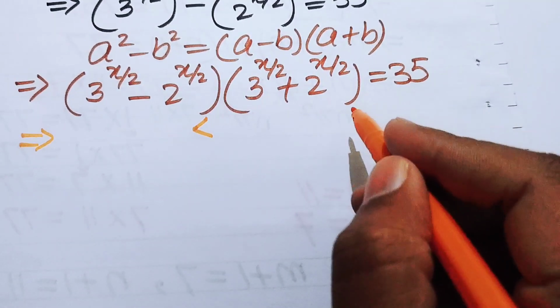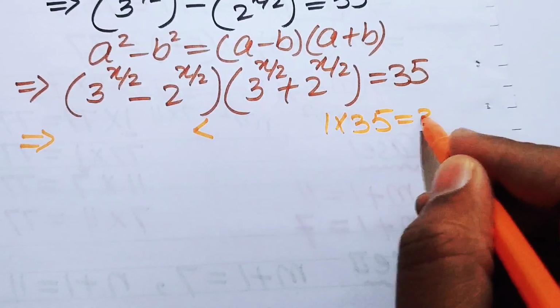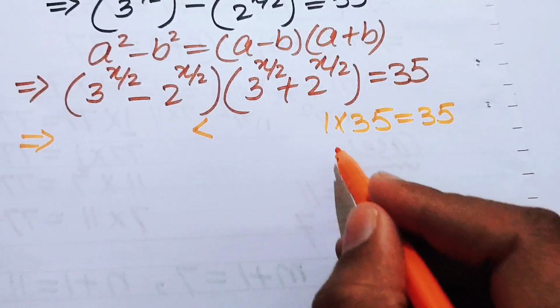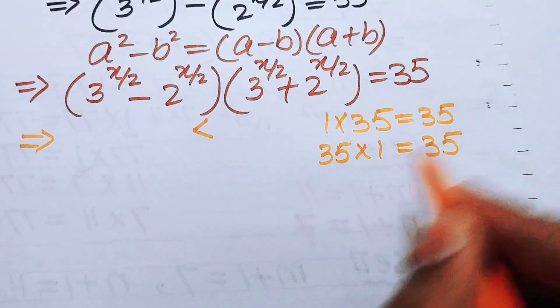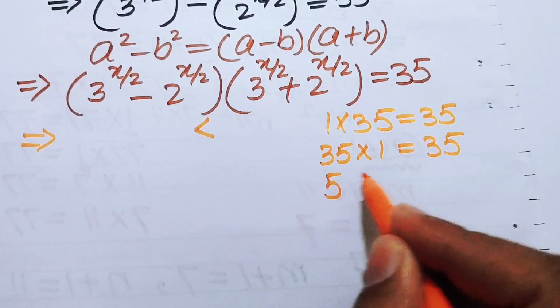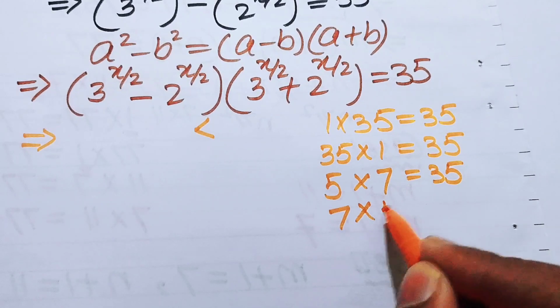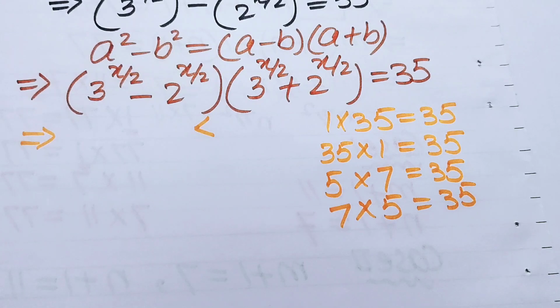So the first possibility is 1 times 35 equals 35, and the second possibility is 35 times 1 is 35, and the third possibility is 5 times 7 is 35, and the fourth possibility is 7 times 5 is also 35. So we have these four possibilities, and now we check which possibilities satisfy the given conditions.